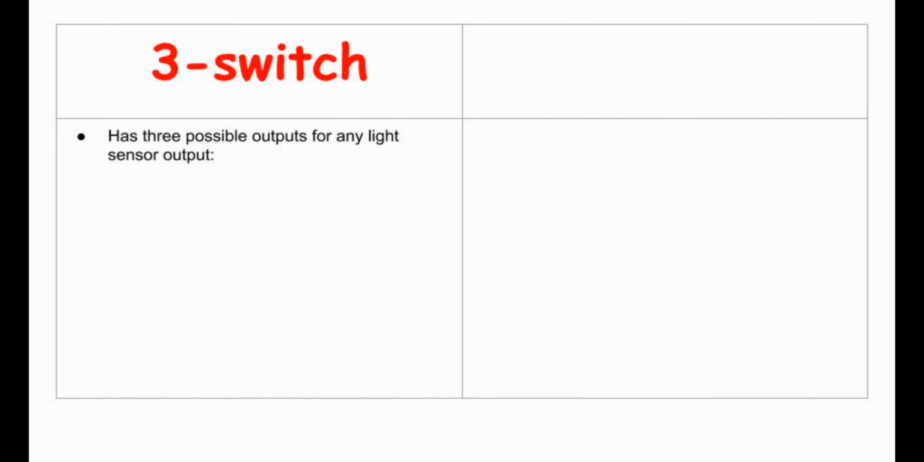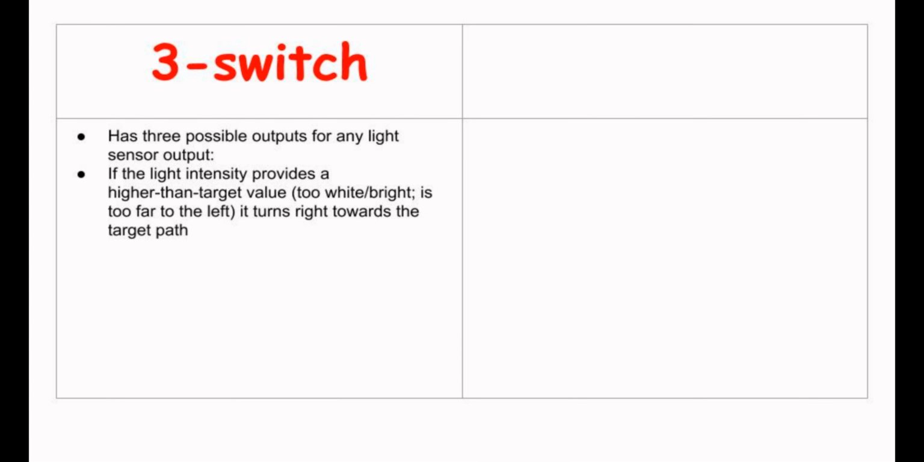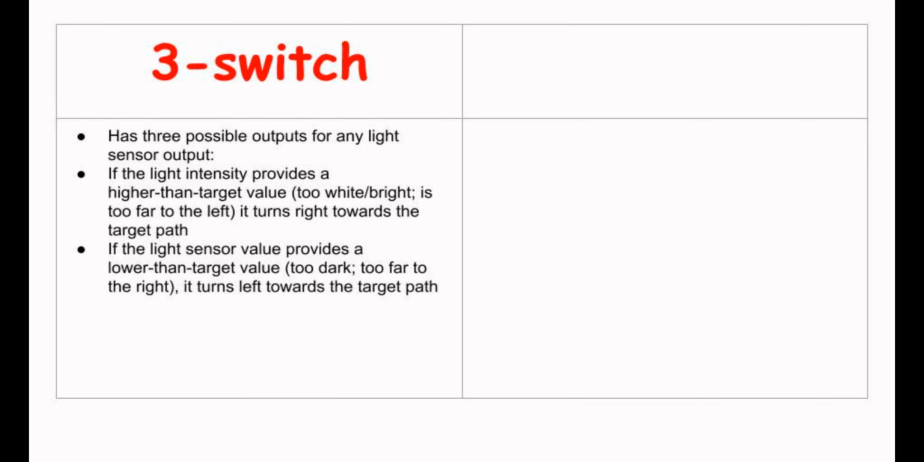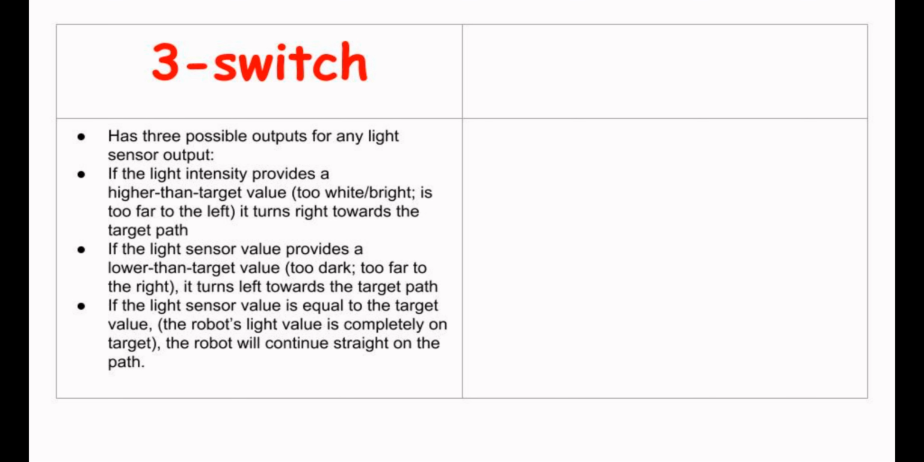1. The 3-switch has 3 possible outputs for any light sensor output. 2. If the light intensity provides a higher than target value, which is too white or bright, and is too far to the left, it turns right towards the target path. 3. If the light sensor value provides a lower than target value, too dark or too far to the right, it turns left towards the target path. 4. If the light sensor value is equal to the target value, the robot's light value is completely on target, and the robot will continue to drive straight on the line.